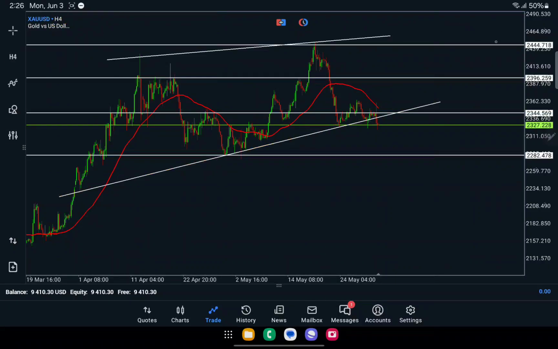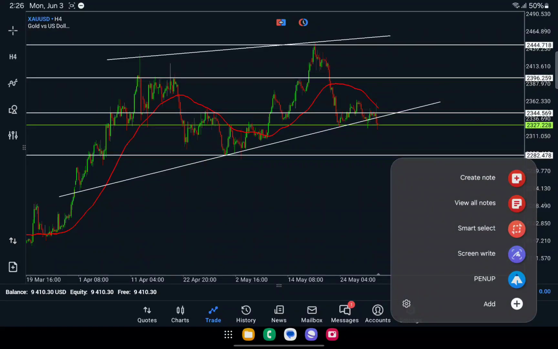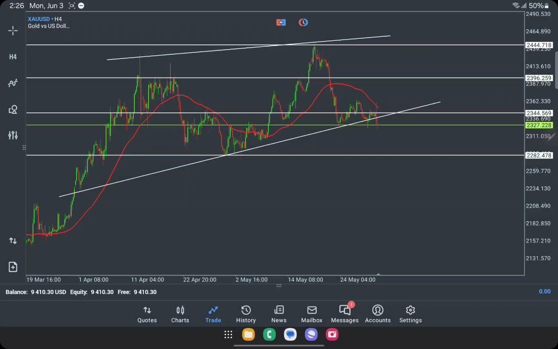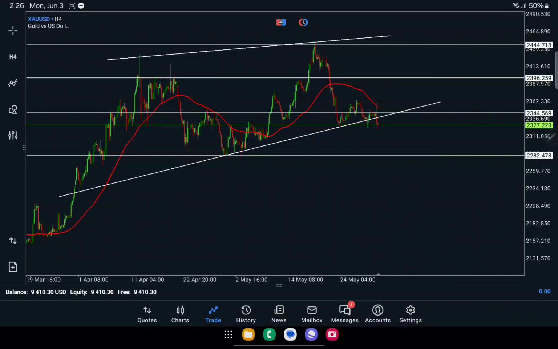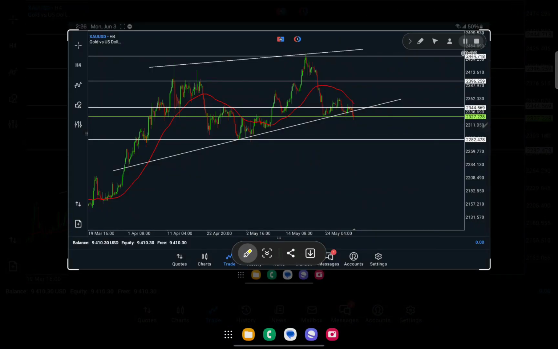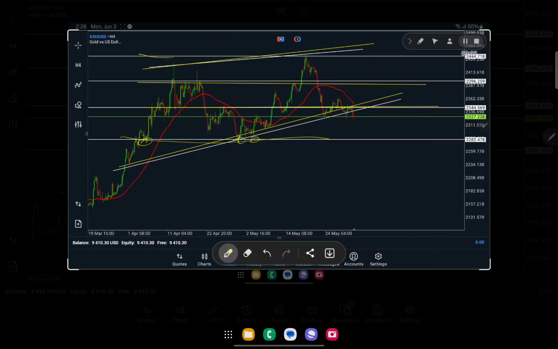Okay, let's enable the screen write option, so it will be very helpful for us. So the screen write option is enabled, and as you can see there, I just drew one and two trend lines on that area. Okay, and there is a major support zone over there. 1, 2, 3 support lines are in this area, and this is another resistance zone for now. This is another one, and there is another one.